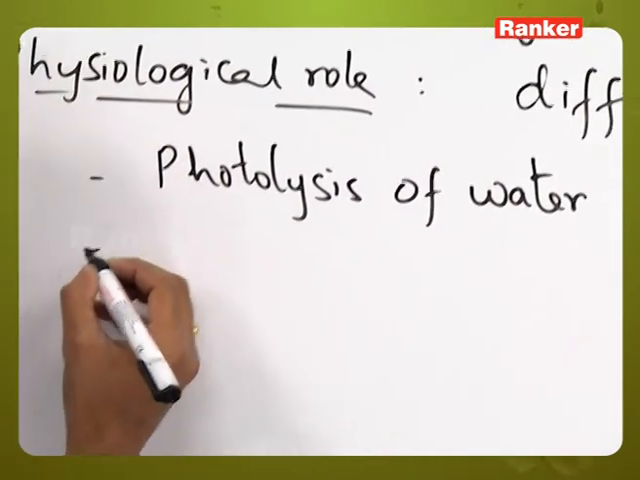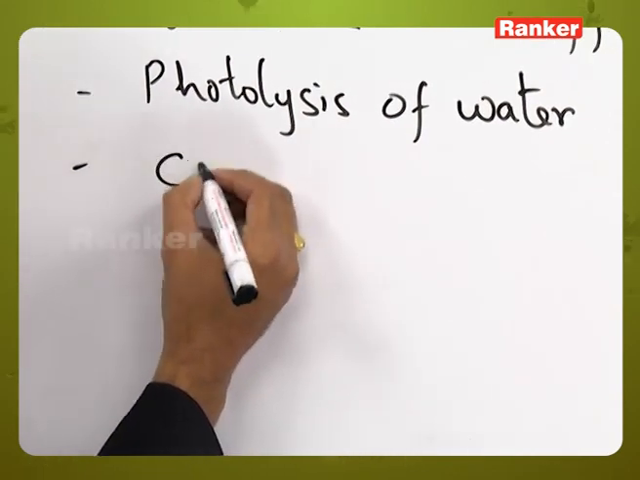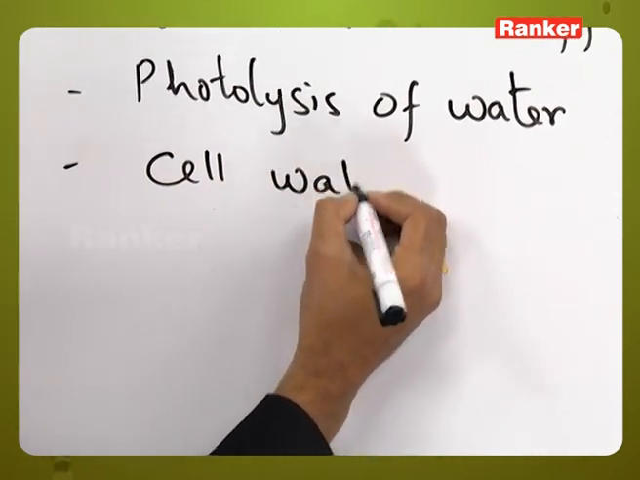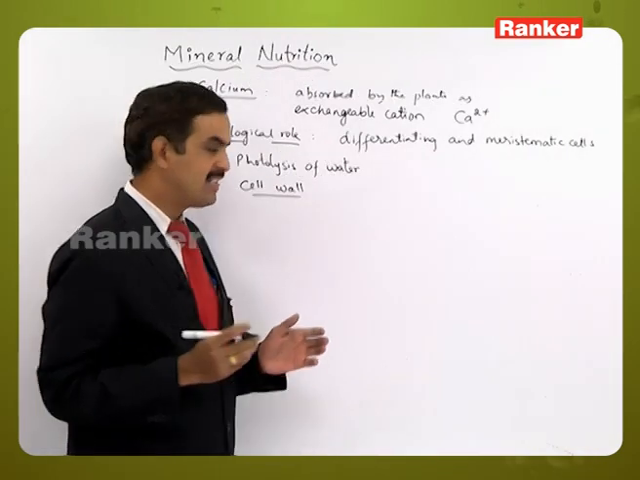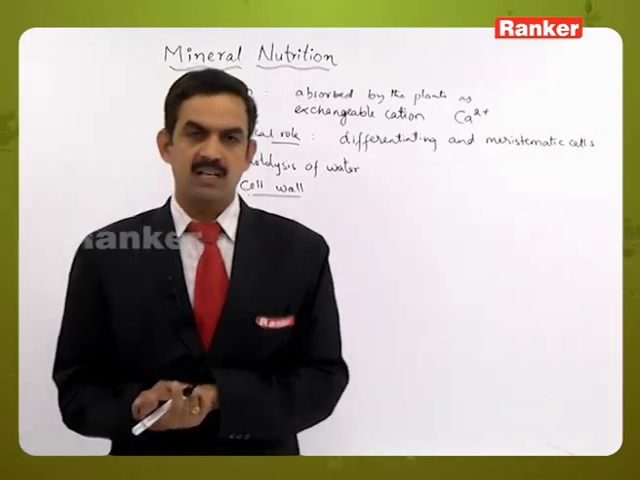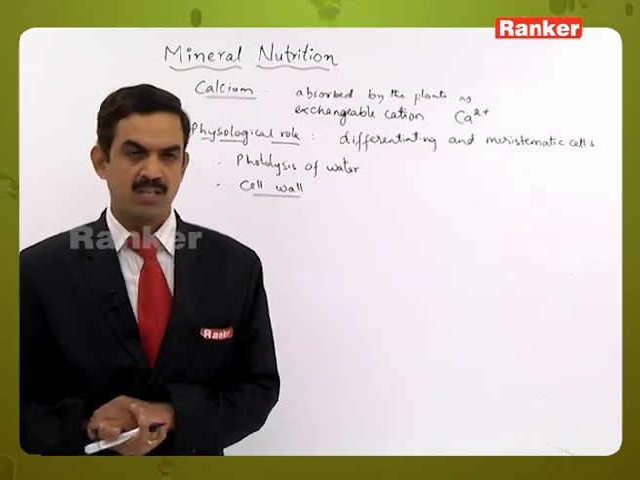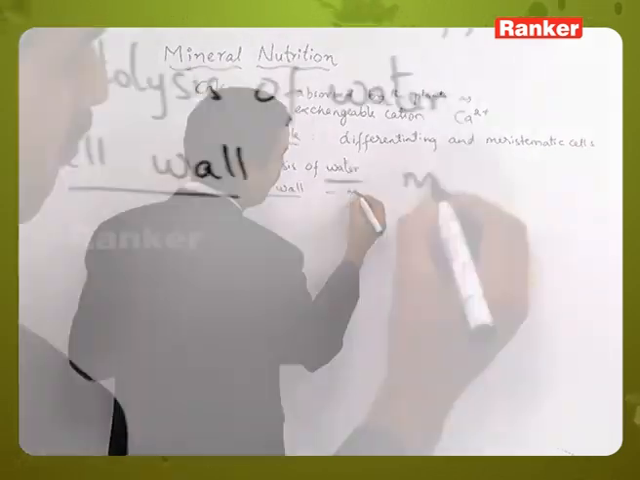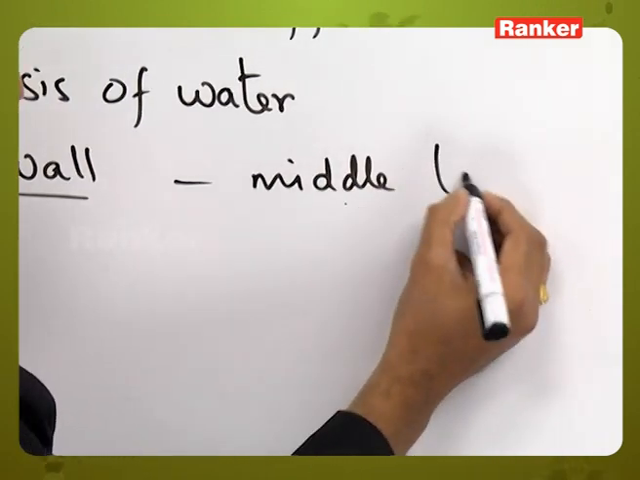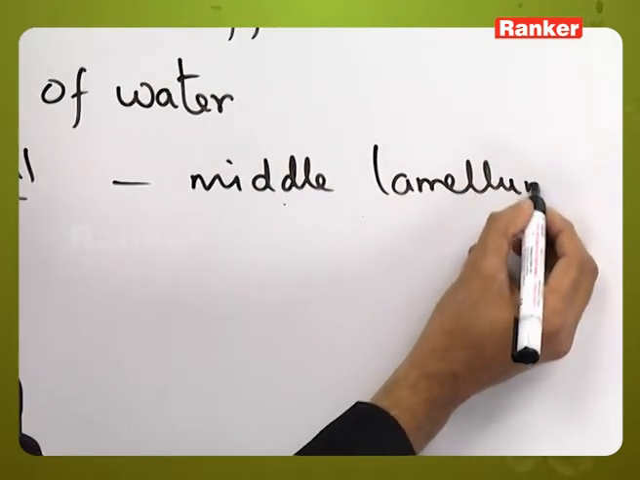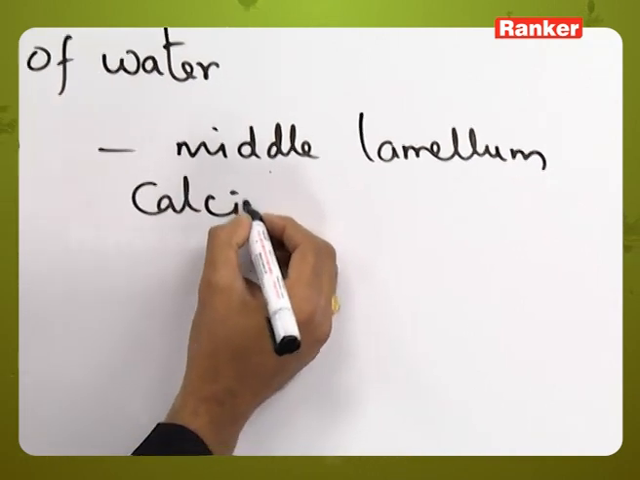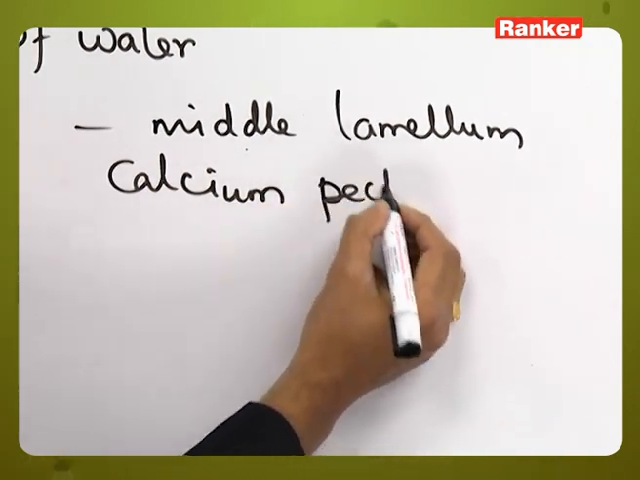Then it is required for the formation of the cell wall. During cell division, the middle lamella, primary cell wall and secondary cell wall are formed. But out of all, the first formed is the middle lamella. So the middle lamella is made up of calcium and magnesium pectates.